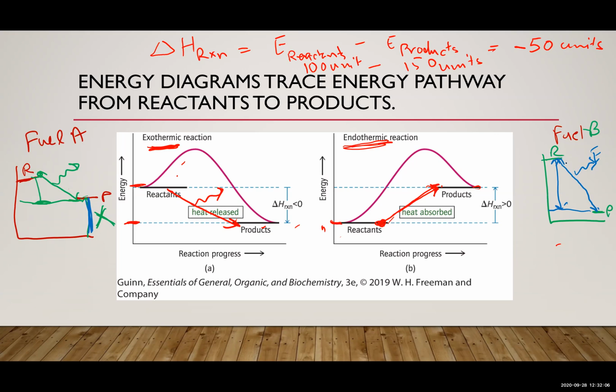Just compared to the caloric values, it may not be better in all aspects, because what if fuel B is more expensive? But just looking at the amount of calories, fuel B is better because it's giving us more calories when it reacts. Any question about energy diagram so far?